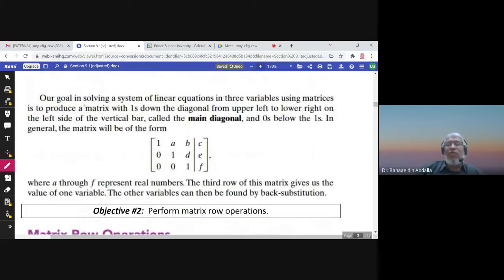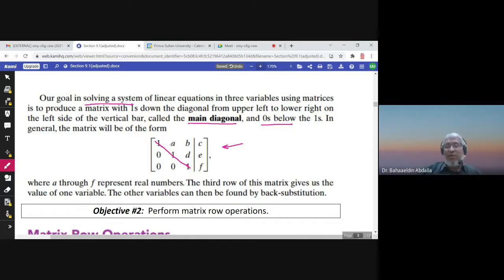How would we solve the system? After we write the augmented matrix, our goal would be to change the augmented matrix to this matrix. Okay, look carefully at this matrix. This is called the main diagonal of the matrix. We must have 1, 1, 1 on the main diagonal. Below each one, I have zeros. So 1, 0, 0, 1, 0, 1, there is nothing below.